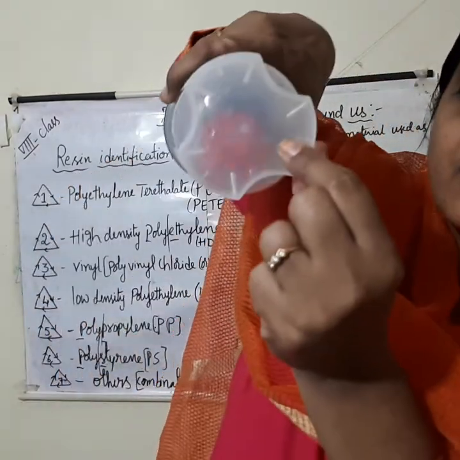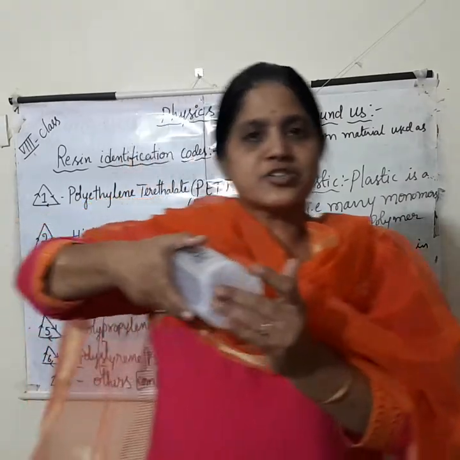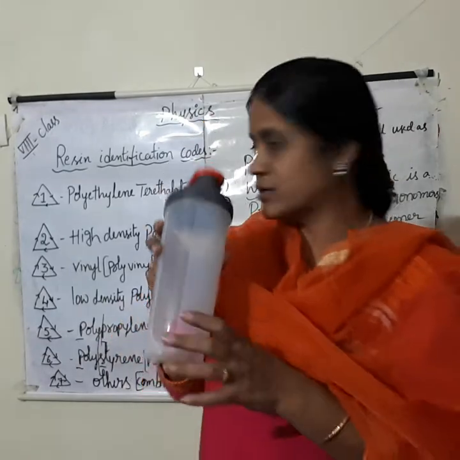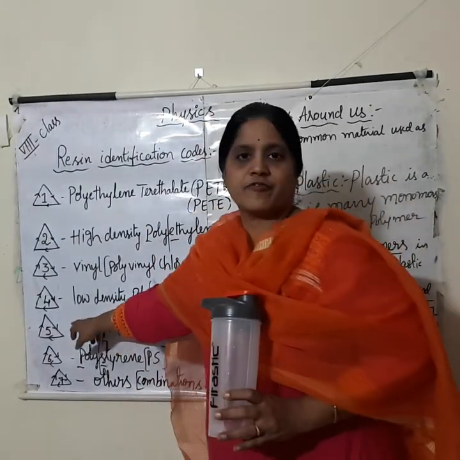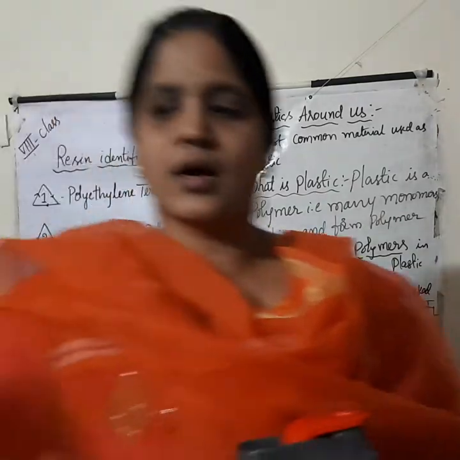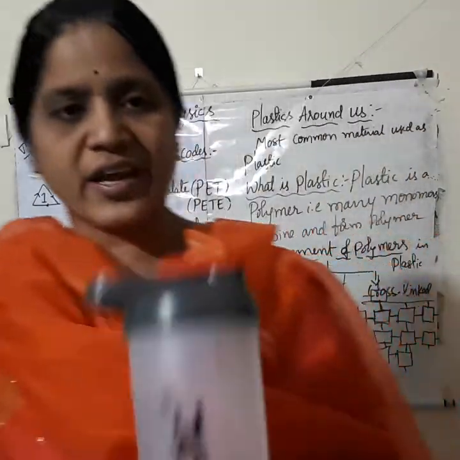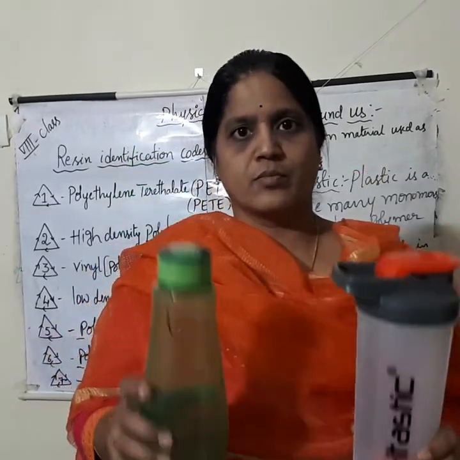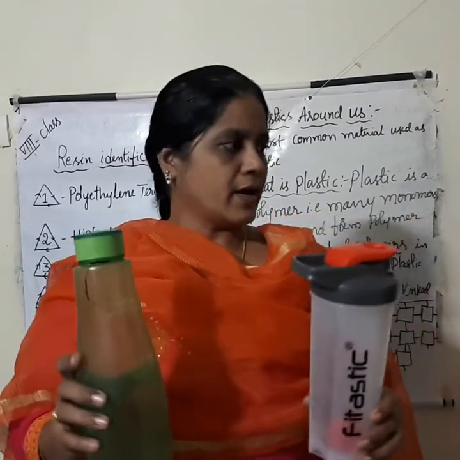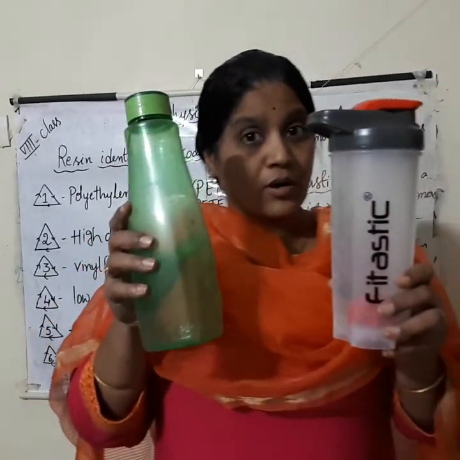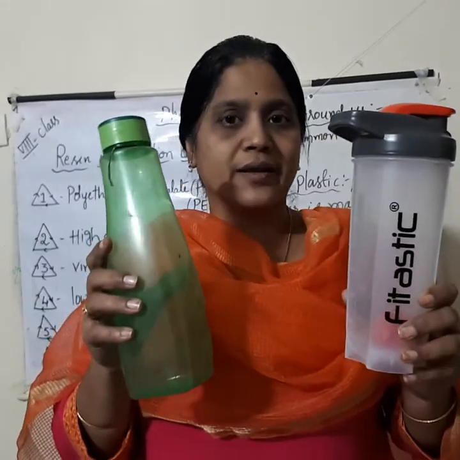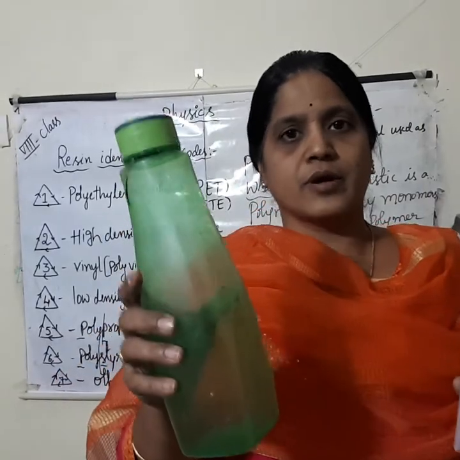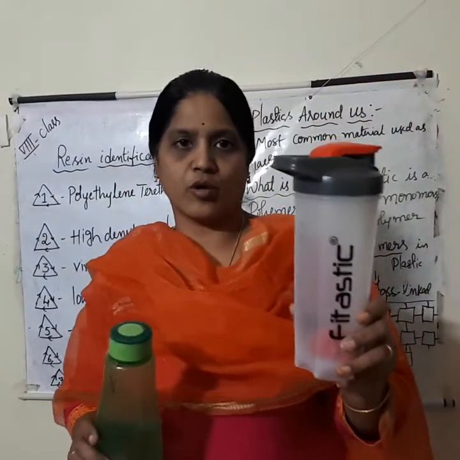The symbol is given here. This PP comes under triangle 5, and this water bottle comes under number 1. So take these two bottles and pour very hot water in both of them, and observe which bottle gets deformed. You will definitely observe that this bottle is deformed, and there is no change in this bottle.